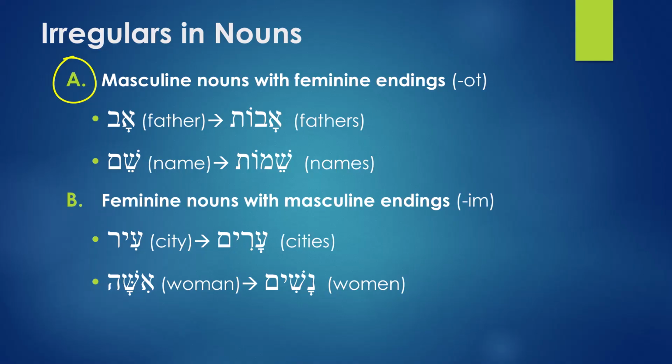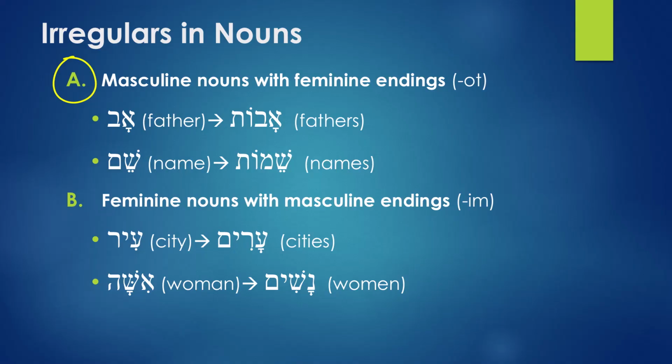Another one is Shem. Shem means name. In the plural, it's going to be Shemot. Shem is a masculine noun, but in the plural, instead of taking the im ending and becoming Shemim, it's going to be Shemot. Shemot means names. Again, this one is an irregular noun. Why? Because though it's a masculine noun, it's taking feminine endings in the plural.